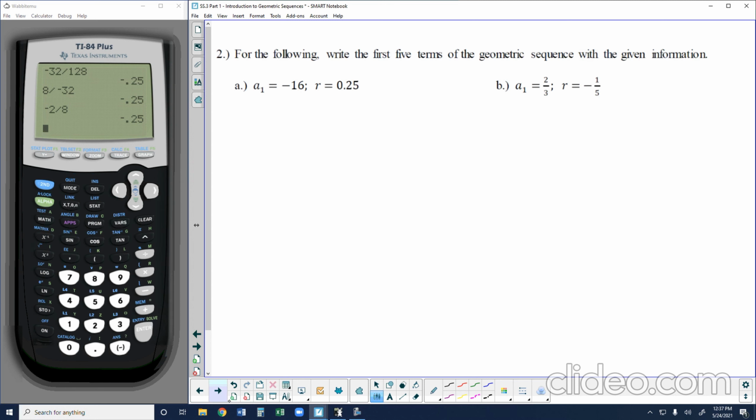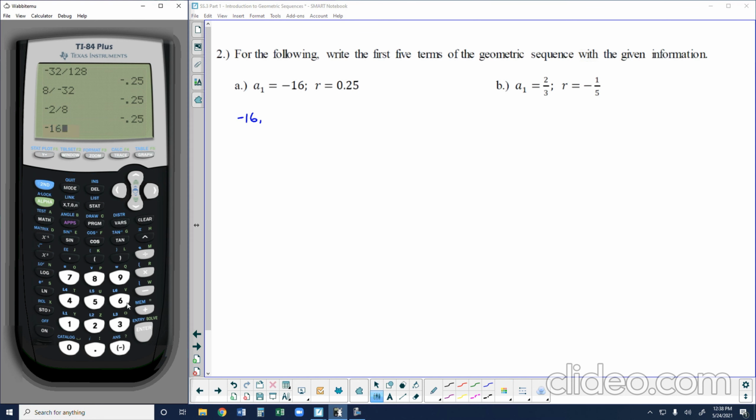In problem 2, it says, for the following, write the first 5 terms of the geometric sequence with the given information. What they give us here is that the first term is negative 16, and then the ratio is 0.25. What we can do here is go through a thought process of what a geometric sequence is. It's multiplying each number, or each term, by the same number.